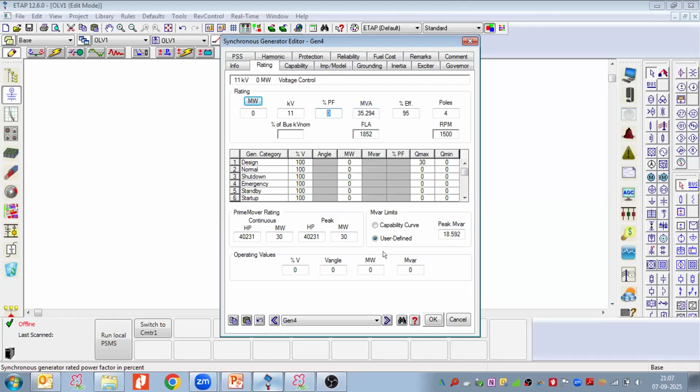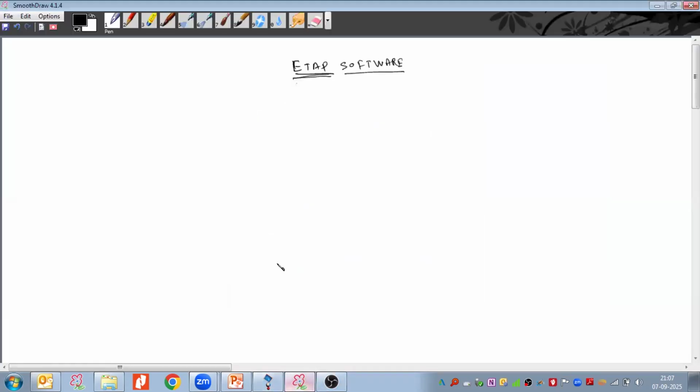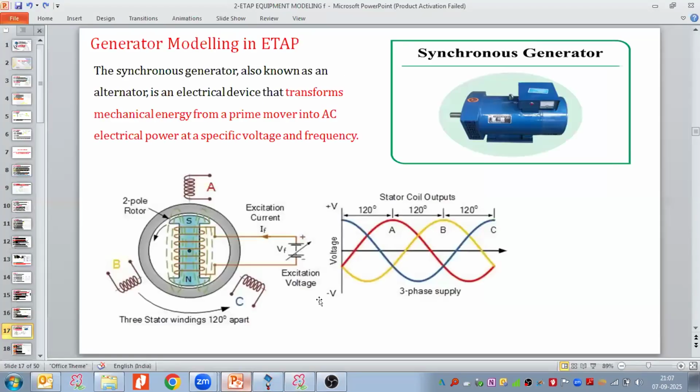So let us see one by one the basic concept, and thereafter we will come again to this ETAP window and model here. But first let us see how we select the values, or what the concept behind the values is. So let us start with the generator modeling, and before modeling, let us see what we mean by a generator.